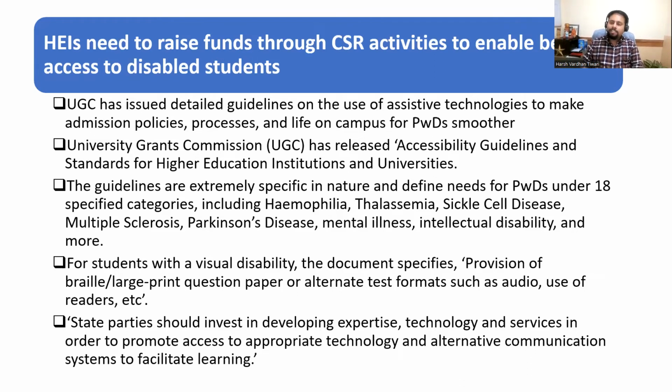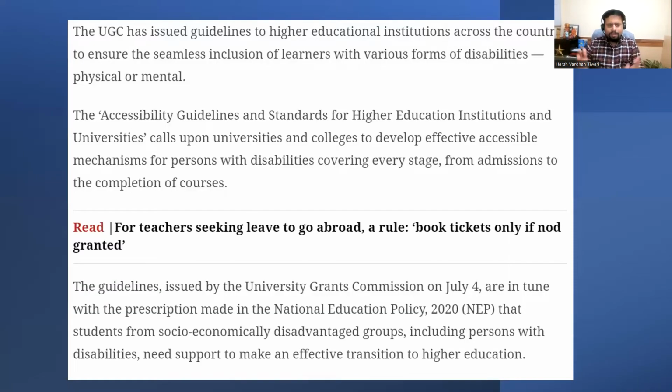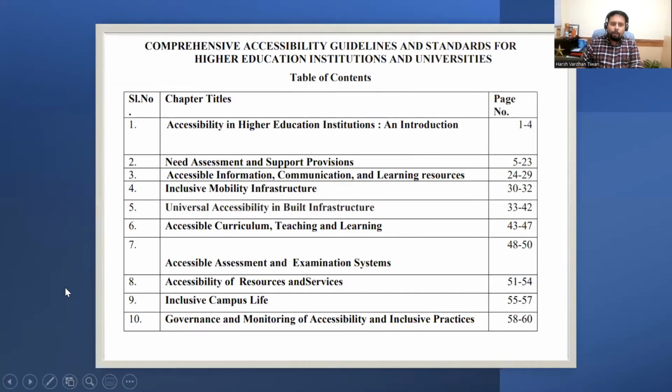So I think that these guidelines will go a long way, and the higher education institutions should raise funds through CSR activities. Yes, various government universities and colleges get funds from the governments for developing the physical infrastructure, and I think some of those funds can be used towards this as well. Moving ahead, these accessibility guidelines came into the picture, and they are in line with the National Education Policy 2020. When you talk about these guidelines and standards for higher education institutions, it talks about accessibility, information communication, inclusive mobility, movement of these kids across the campus, accessibility in built infrastructure, teaching and learning, resource and service, campus life, etc.